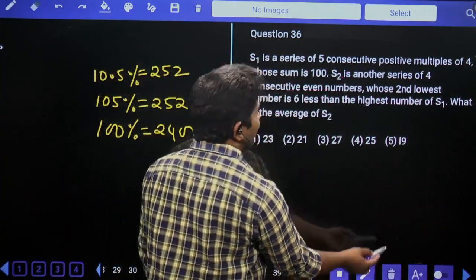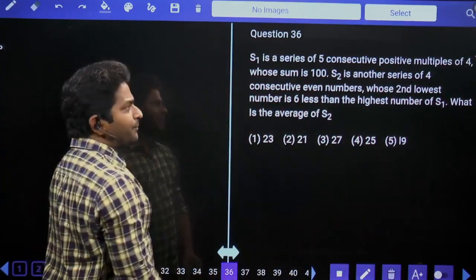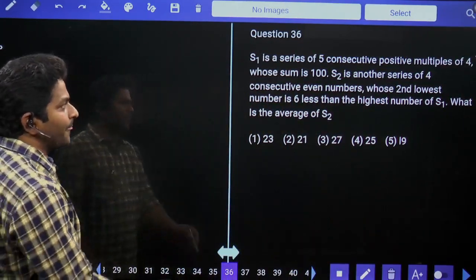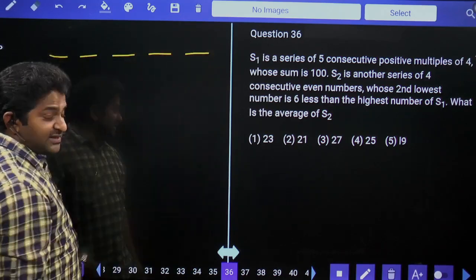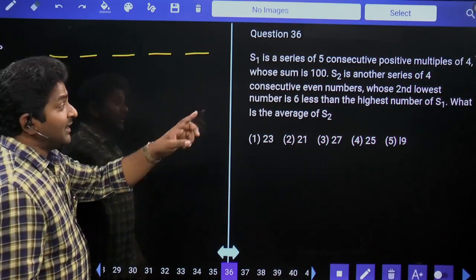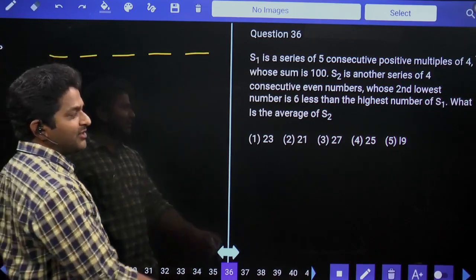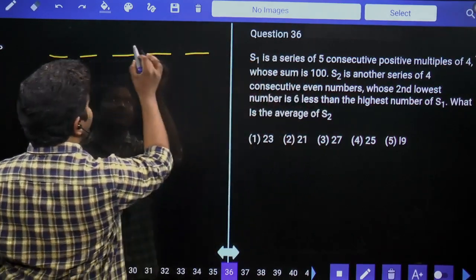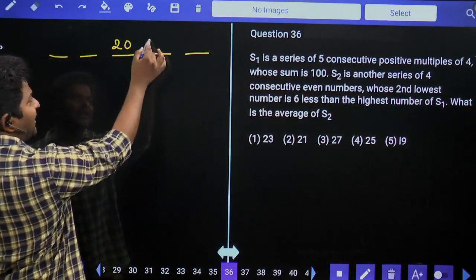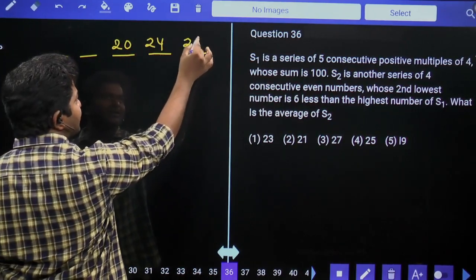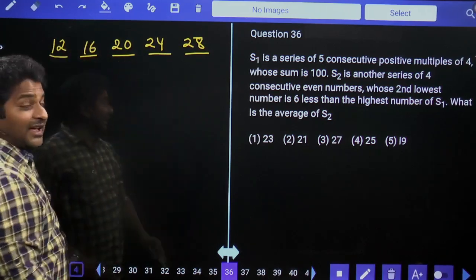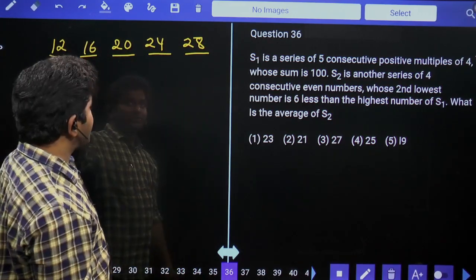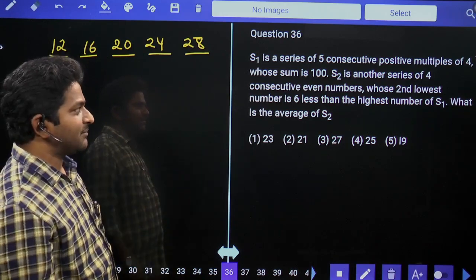S1 is a series of 5 consecutive positive multiples of 4, whose sum is 100. So all these are 5 consecutive positive multiples of 4. Sum is equal to 100. Then the average is the middle number. 100 by 5, that is 20. So the next numbers are 24 and 28. Previous numbers are 16 and 12. Fill the gap when it is really required. Just to make you understand the concept, I am writing these numbers.